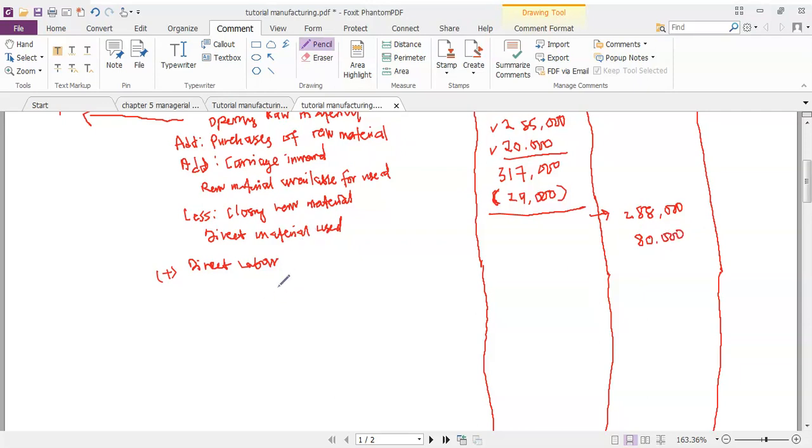And then after that you must arrive at the prime cost. After we add on the direct material and also direct labor, you will get the prime cost. How much is your prime cost? You must add direct material used with the direct labor. How much did you get? You just add 80,000 direct labor. So you will get 368,000.